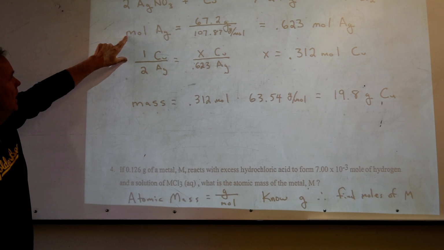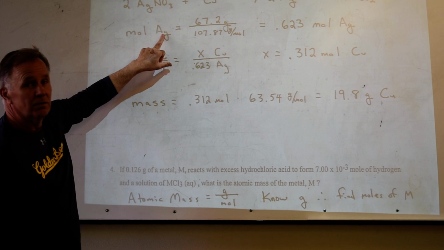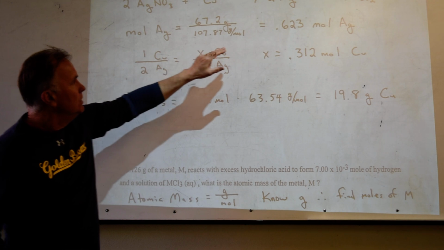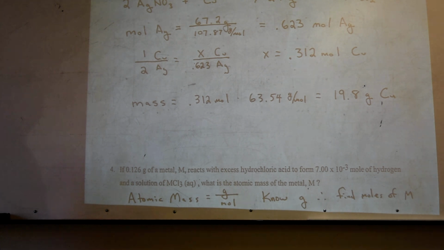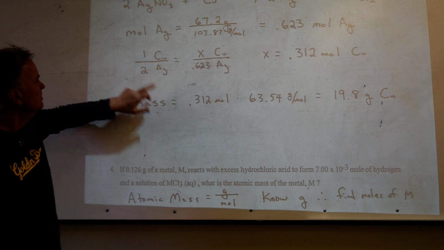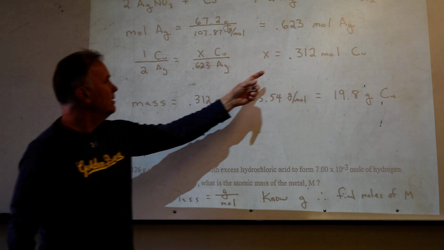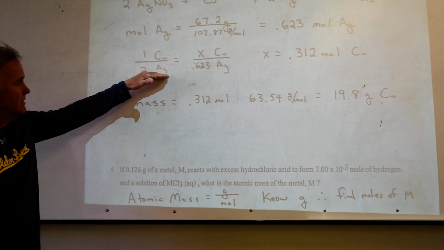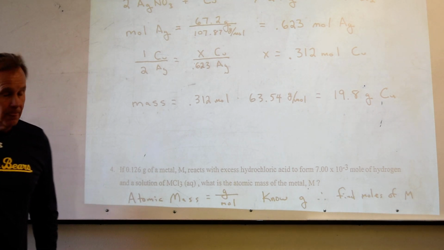They give you how many grams of silver you want to obtain. So you get the moles of silver first. 67.2 divided by 107.87, you get 0.623 moles of silver. And then you just look at the mole ratio of silver to copper. It's a 1 to 2 ratio, so 1 is to 2, like x is to 0.623. You end up with 0.312 moles of copper. Again, change that moles into mass. Moles times the molar mass of copper, you get 19.8 grams of copper.